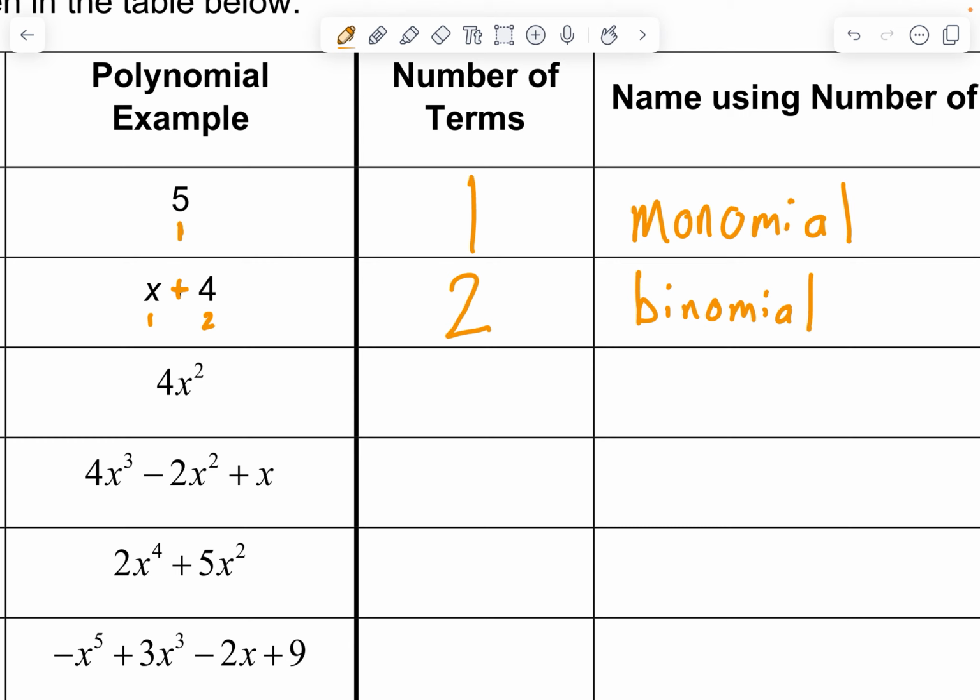Okay, now this third one here, you have the 4 and you have the x squared, but here's the thing. They are not separated by plus or minus. So guess what? This whole thing is just one term. So this is another example of a monomial.